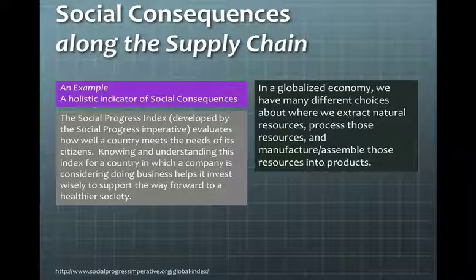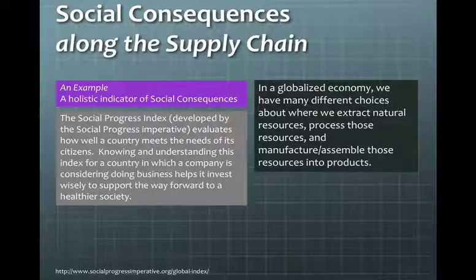Measures of social consequences come in two fundamental forms: holistic or big picture measures and more specific measures. One example of a useful holistic measure is the Social Progress Index, which gives a big picture assessment of how well countries are doing at serving their inhabitants.